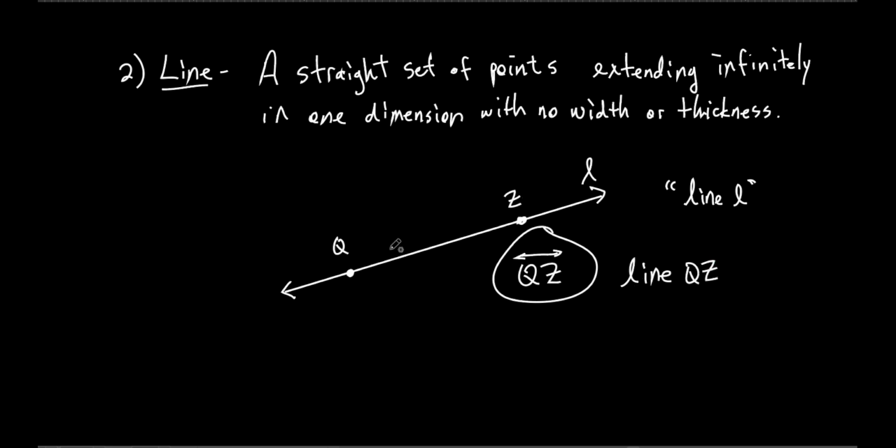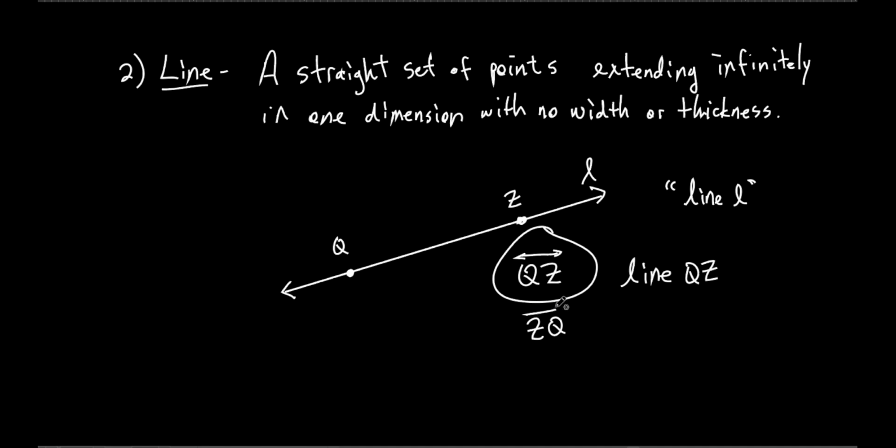I could go the other way. I don't have to start at Q. Just because Q's on the left doesn't make any difference. It doesn't matter what order I put those points in. So what else could I call this? ZQ, right. I could call it line ZQ, but don't just leave it like that, because ZQ by itself means something a little bit different than just line ZQ, all right?